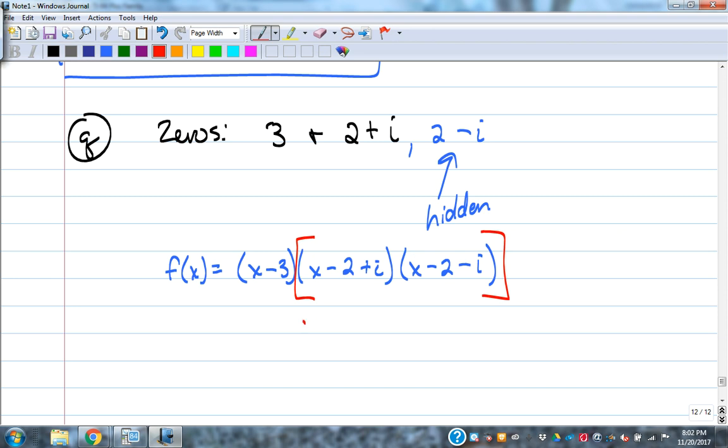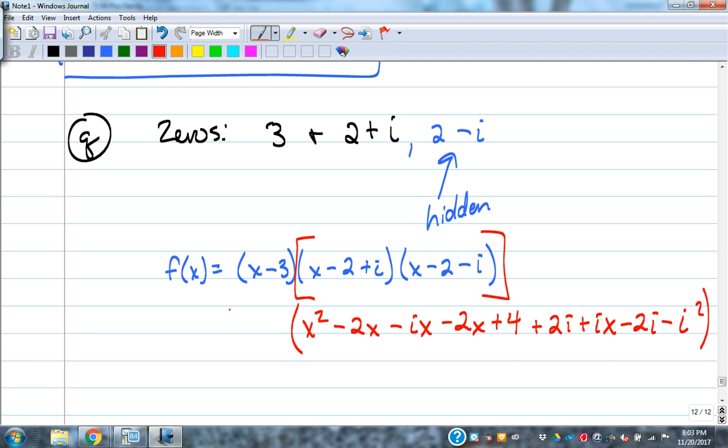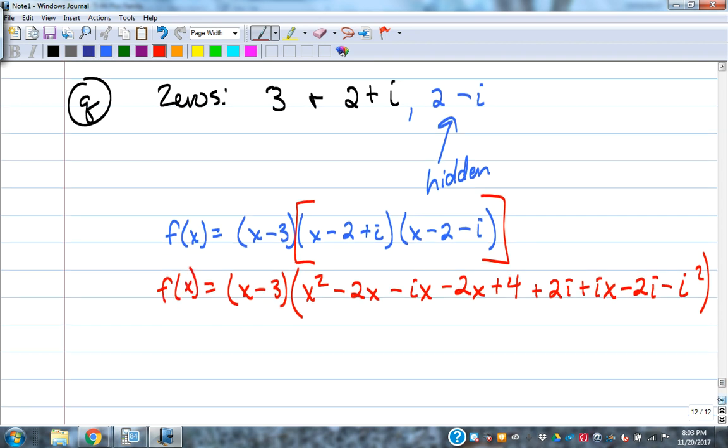So x times x is x squared. X times -2, -2x. X times negative i, negative ix. Then distribute a -2. -2x again. Positive 4. Positive 2i. Then distribute a positive i. Positive ix. -2i. Negative i squared. Still got the x minus 3. And then I'm going through all that and trying to simplify everything.